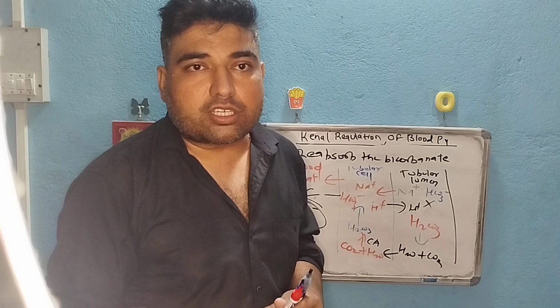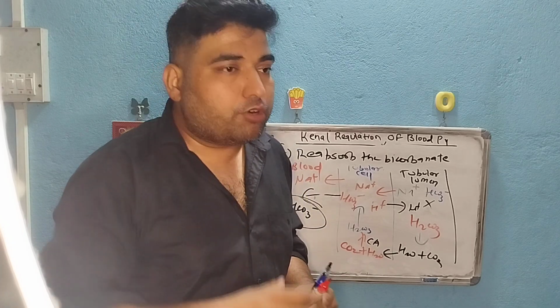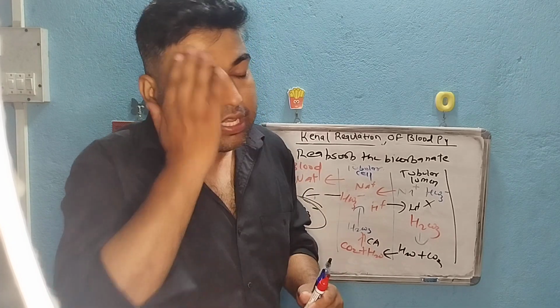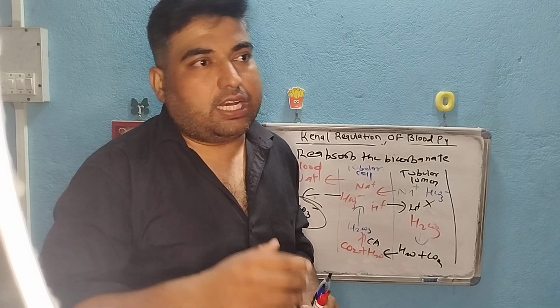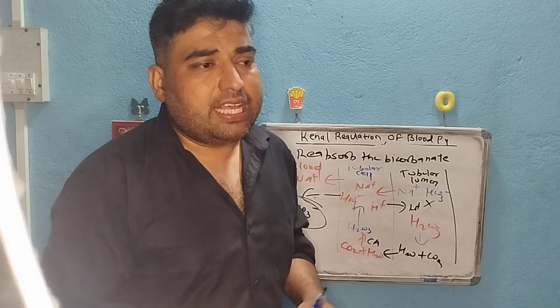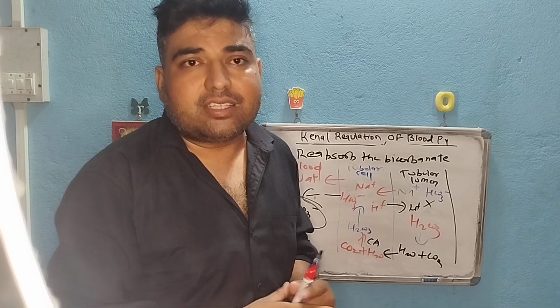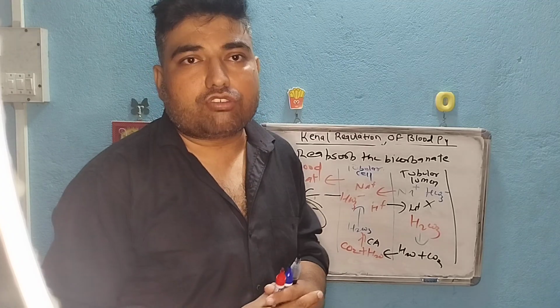In the next video I will talk about the excretion of H+ in the form of ammonium ions, and the excretion of H+ in the form of titratable acid. The major titratable acid present in the urine is sodium hydrogen phosphate.